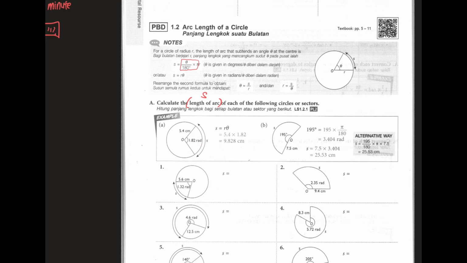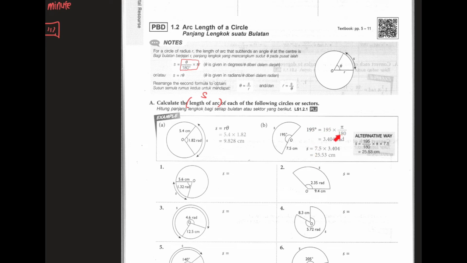Okay, another example. Now they give us degree. So you see they are changing the 195 degree to radian. That times pi over 180. They change it to radian. Once you change it to radian, then you can take this formula, S equal to r theta. So take the r, 7.5, multiply with the theta, 3.404, then you get the arc length.